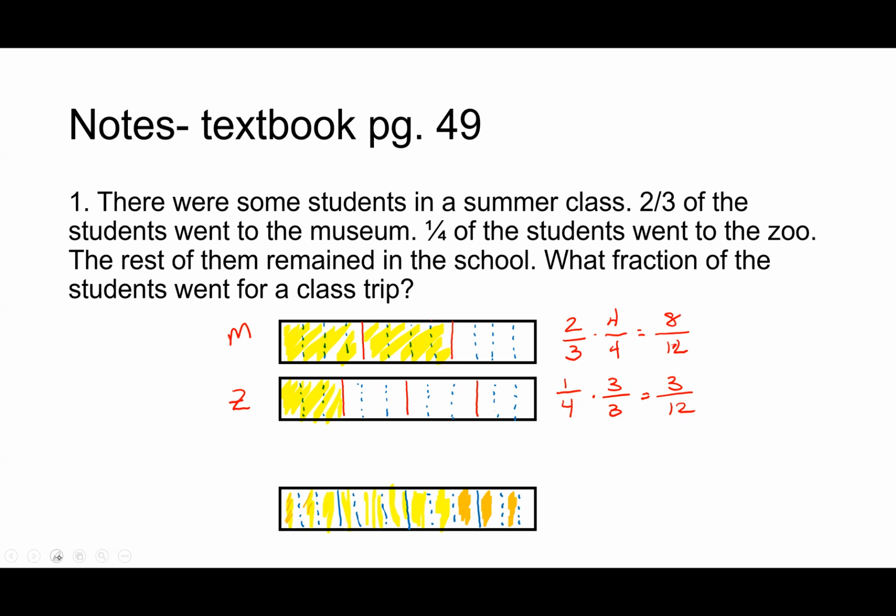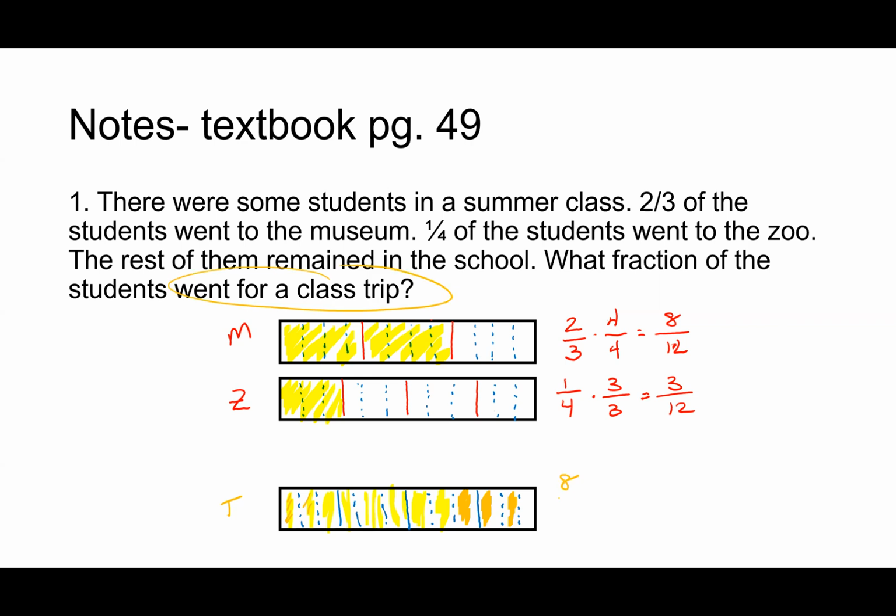Now, how many units do I have left on here? Looking at this is my total down here. Looking at the bottom bar model. Morgan? Yeah, I just have 1 unit left, and that represents the students that remained in the school, right? So that's not my question though. We want to know what fraction of the students went for a class trip.